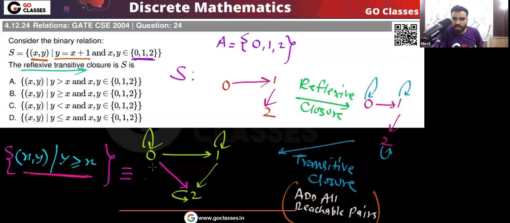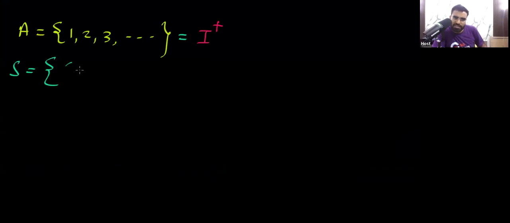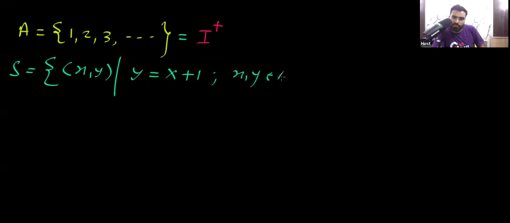I hope you understood. Actually, let me take a bigger base set. Let's assume that your base set is like this: 1, 2, 3, and so on. Let's assume the base set is natural numbers, or I can say positive integers. Now what is our relation S? Our relation S is: x is related to y when y is equal to x plus 1. This is the relation where x, y come from A.